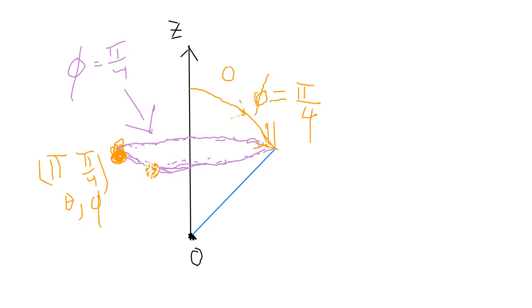What about this point here? I'll put a point in black here. Okay, that black point has a theta and a phi. Phi is pi over 4. What's theta going to equal?